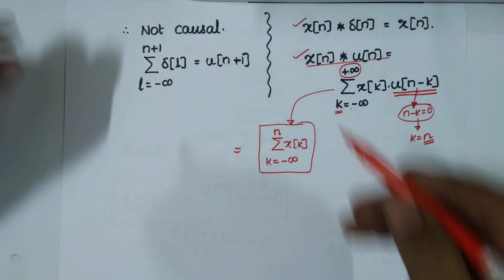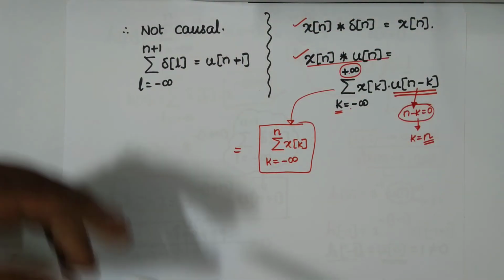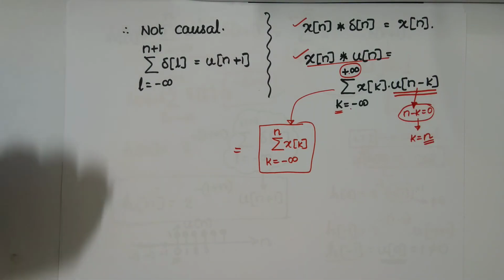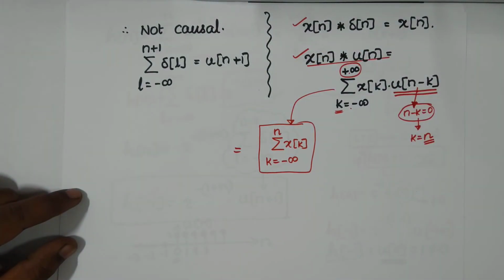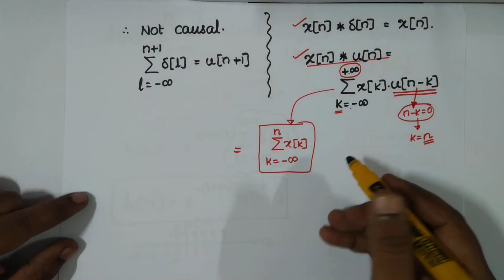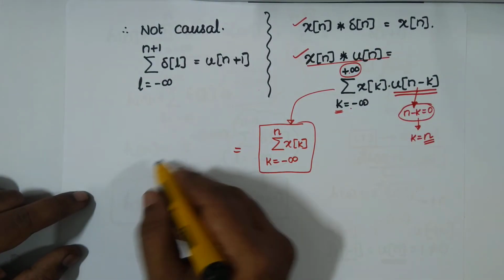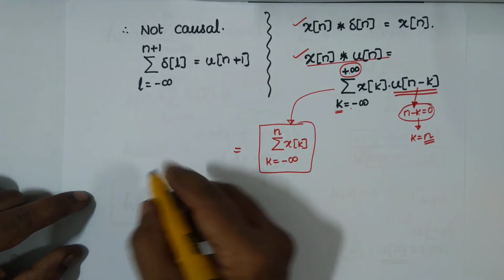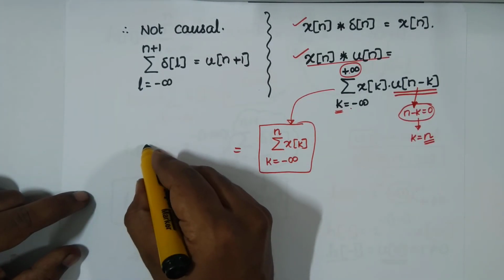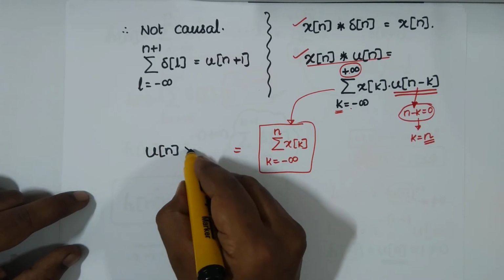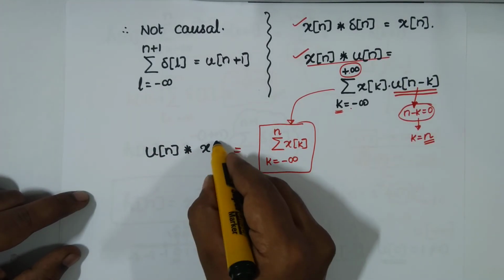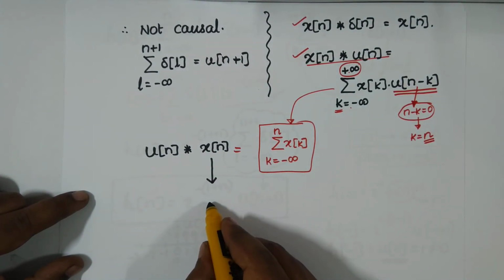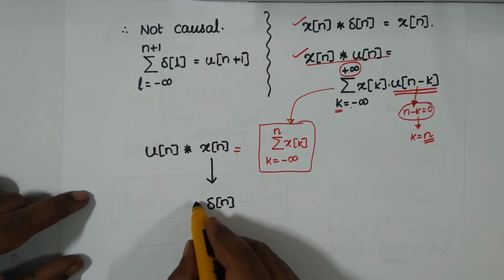Now from this, what do we know? Any arbitrary signal or any arbitrary sequence convolved with delta of n is again that arbitrary sequence. So now this anything, let me make it simple. This is u of n convolved with x of n. Now this x of n, I'll take it as delta of n.